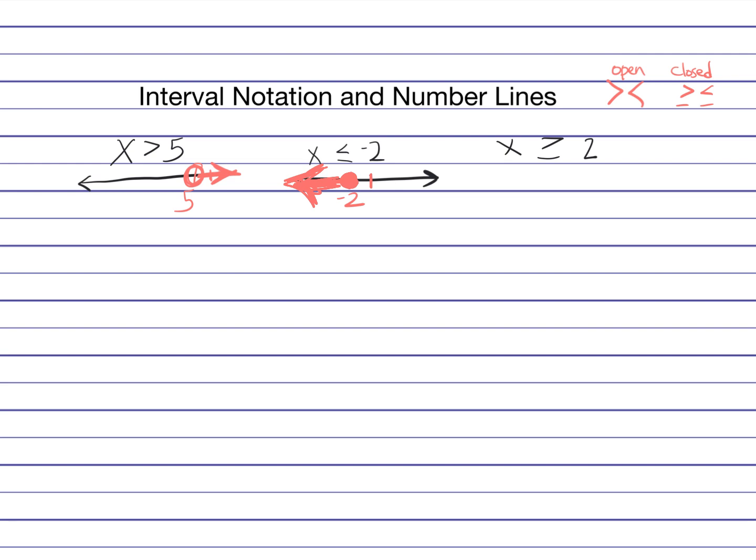The next one, draw a number line. Greater than or equal to 2. So greater than or equal to is a closed circle. Closed circle, greater than or equal to, shades to the right. Now I want to talk about putting this in interval notation.